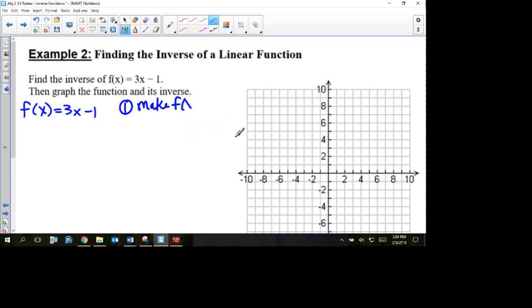Make f of x into y. Get rid of that f of x, let's make it into y. Remember, f of x is y, so we'll just change it. That's the original function. It's just written as y equals instead of f of x equals. But that's the original function.